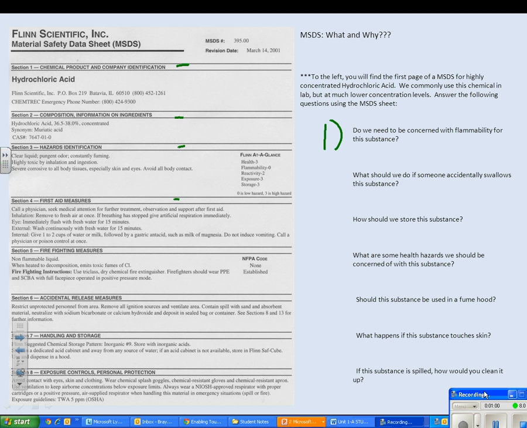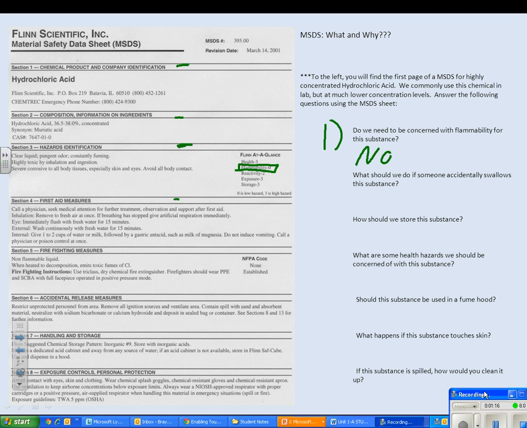Do we need to be concerned with flammability for this substance? We go to section 3 in hazards identification, and you see the flammability is a 0. So that's a no.